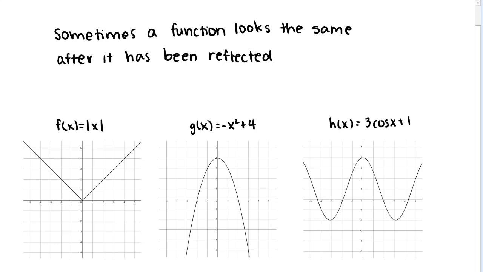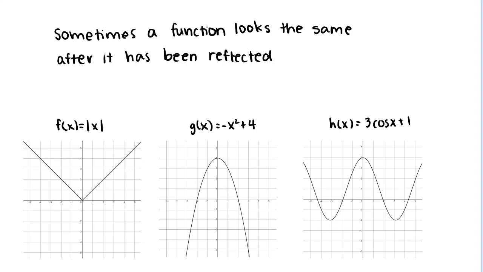And so here I've got three different functions. f of x is equal to the absolute value of x, g of x is equal to negative x squared plus 4, and then h of x is equal to this function we haven't talked about, and we're not going to talk about in this quarter, but you'll see in a later pre-calculus class: 3 times cosine of x plus 1.